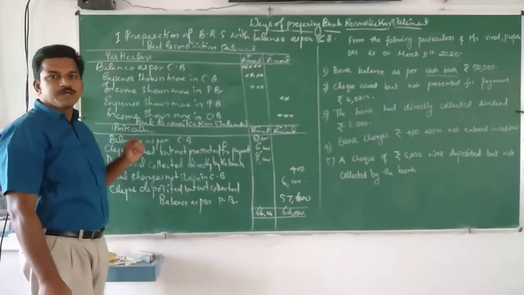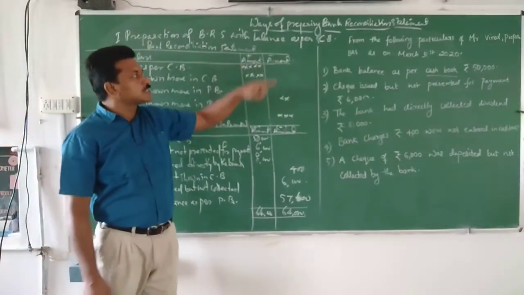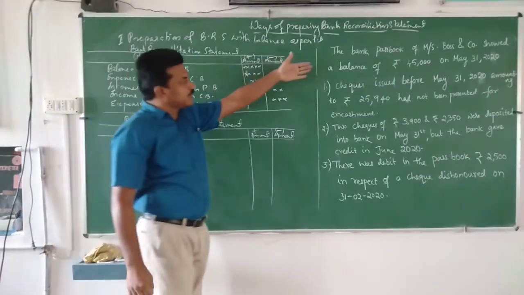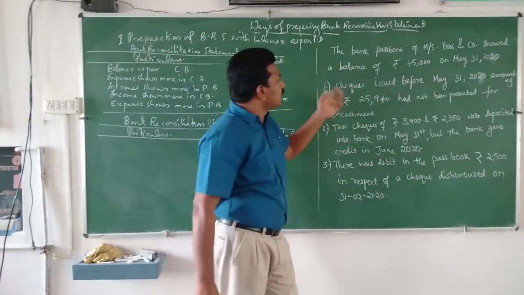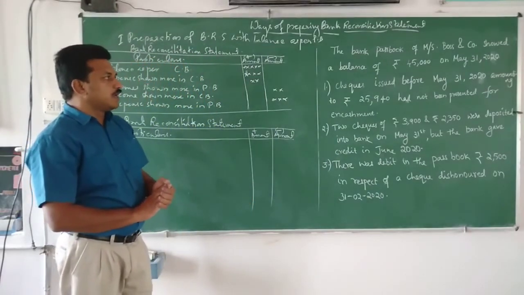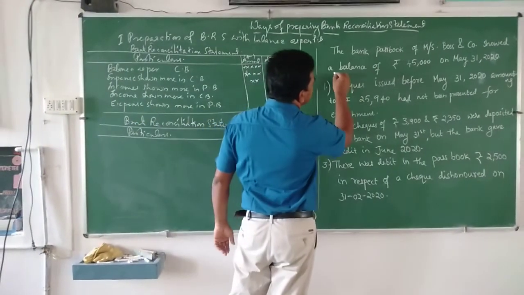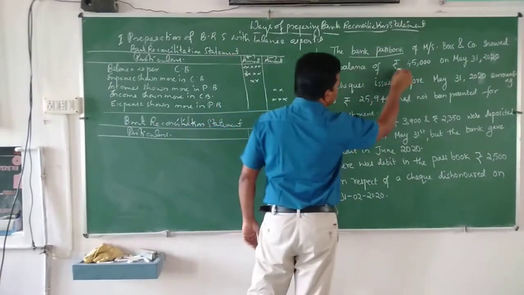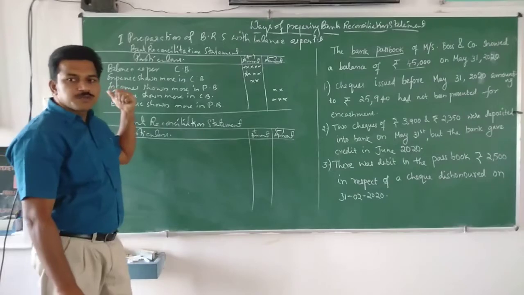Okay, now let us prepare a question starting with the balance as per passbook. Yes, here we have a question. Messrs Bose and Co. showed a balance of rupees 45,000 on May 31st, 2020. Passbook balance is given. Passbook balance 45,000 is there. That means we have to start the bank reconciliation statement with the balance as per the passbook.